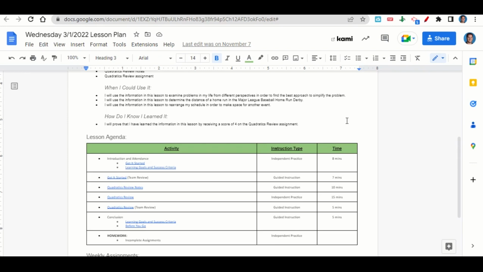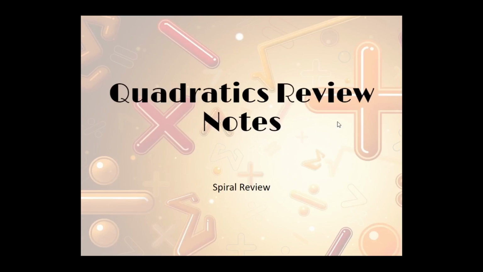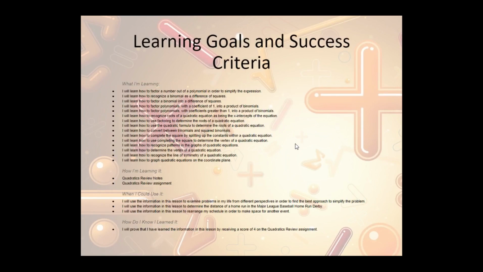At the end of class, we'll go back over our learning goals and success criteria while you fill out your exit ticket before you go. Your only homework for tonight is to work on any incomplete assignments that you may have. Let's take a look now at the Quadratics review notes. The notes begin with the learning goals and success criteria.